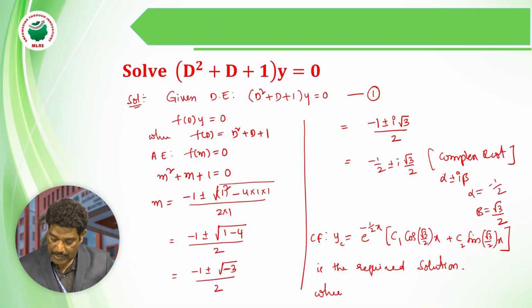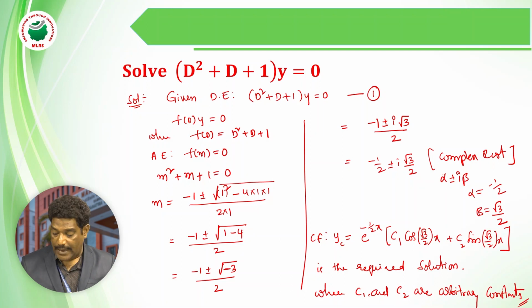Whereas C1 and C2 are arbitrary constants. Those C1 and C2 arbitrary constants will be discussed in later sections.